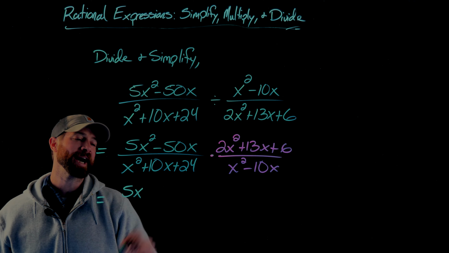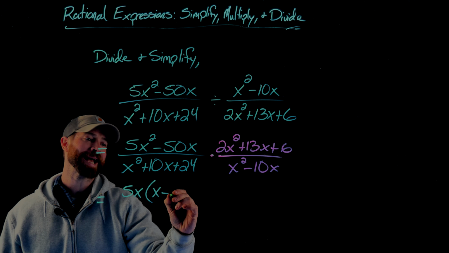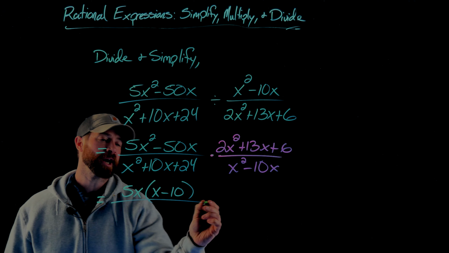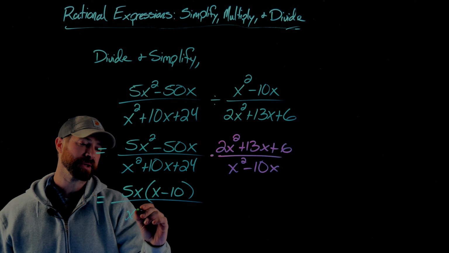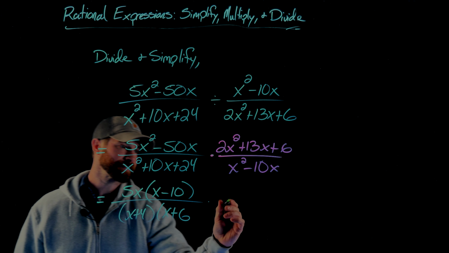I'll pull out a 5x, or factor out the greatest common factor of 5x, to get 5x times x minus 10. In the denominator here, I get x plus 4 times x plus 6.